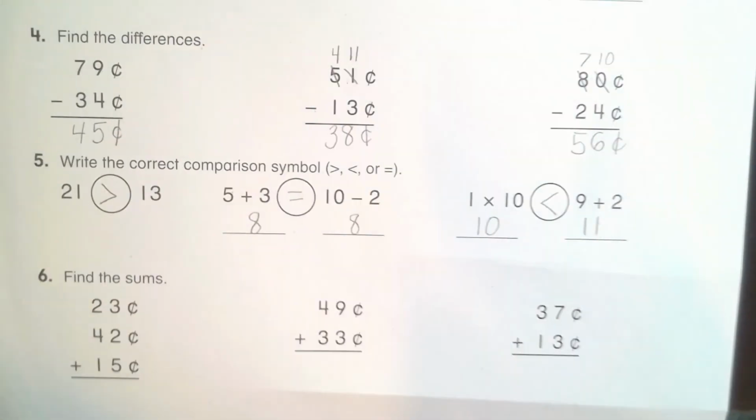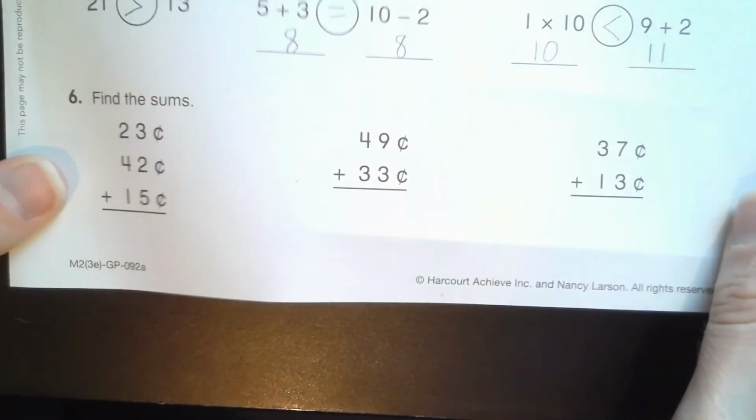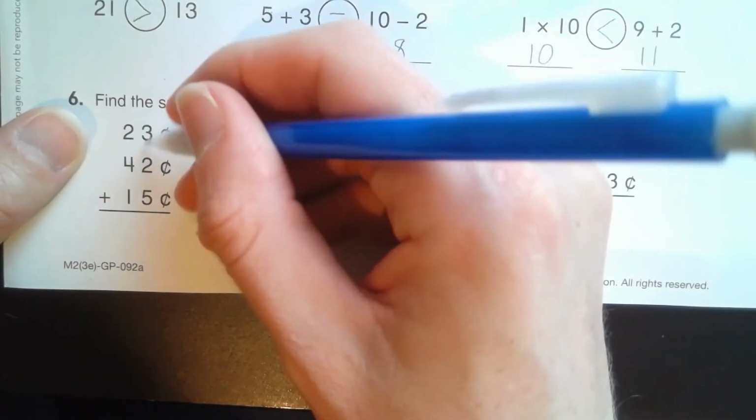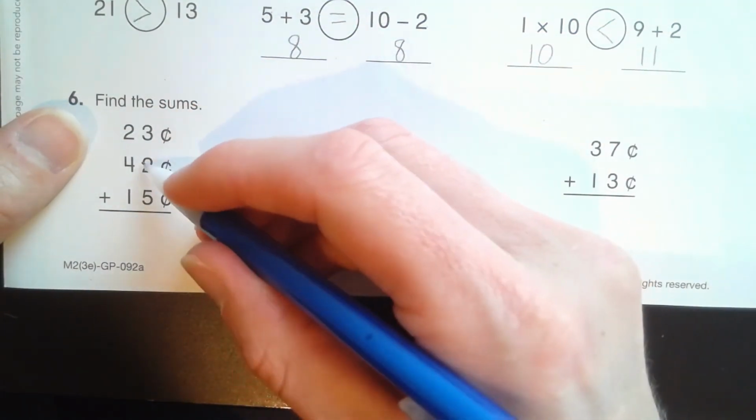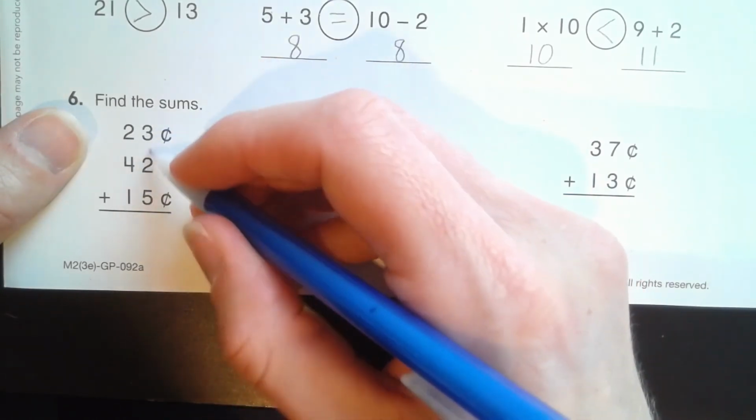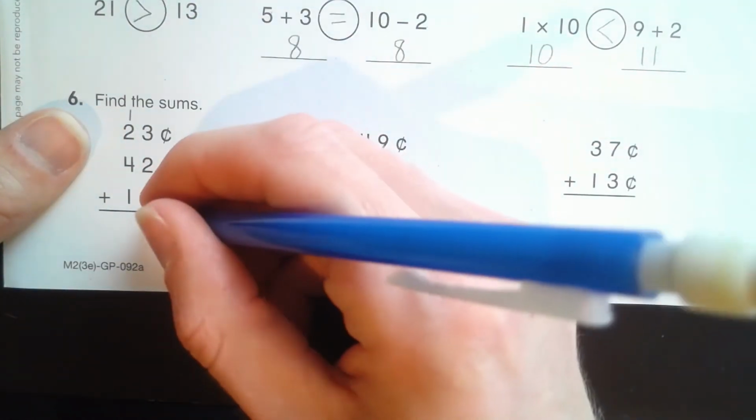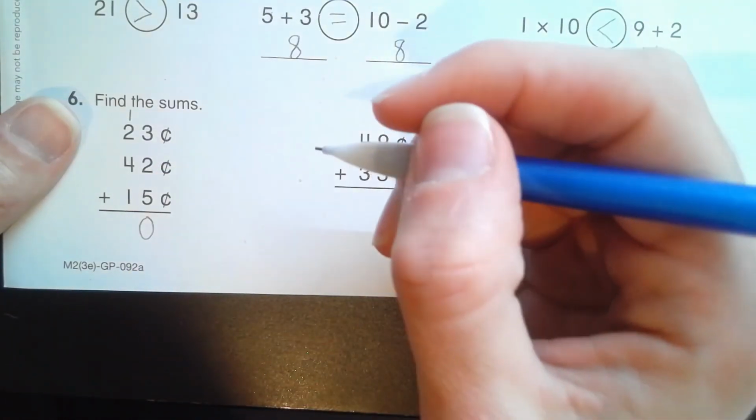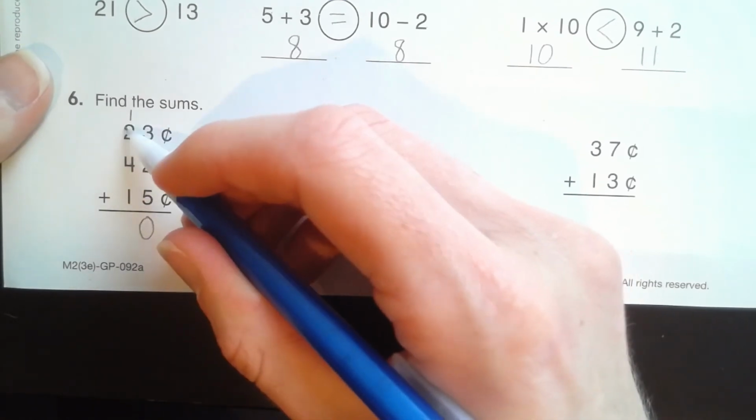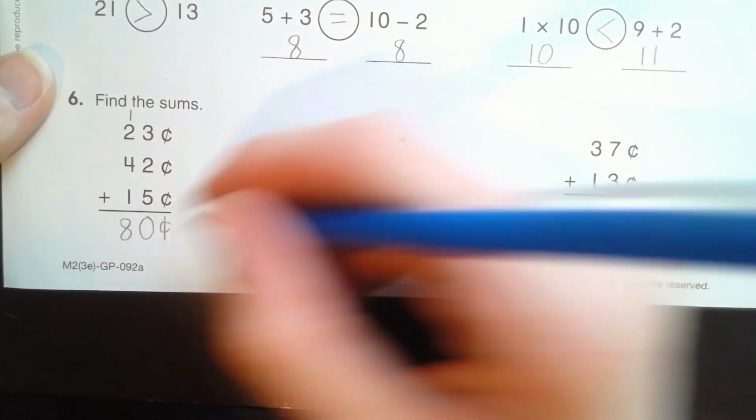Good. And finally, down number 6, we are finding the sums of these 3 questions. So we always add the ones column first. I start with the biggest number. I say 5, 6, 7, 8, 9, 10. If the answer to adding these 3 is 10, I can't put a 10 in the ones column, so my 1 goes here, my 0 goes here. Now I'm ready to add the tens column. 4, 5, 6, 7, 8. 80 cents.